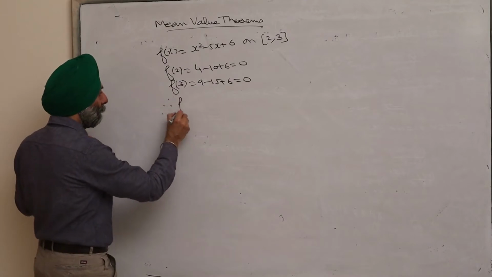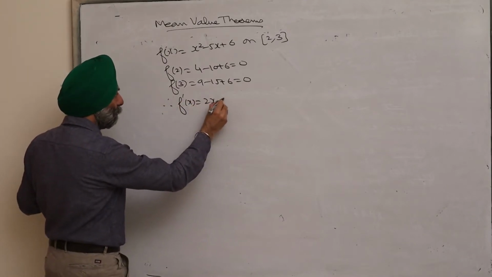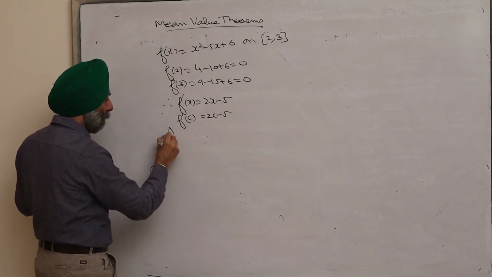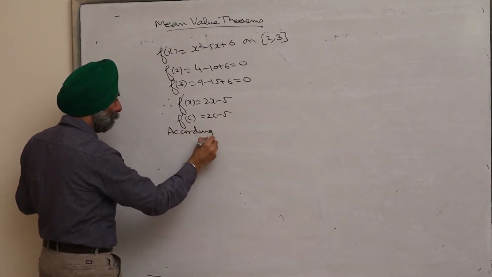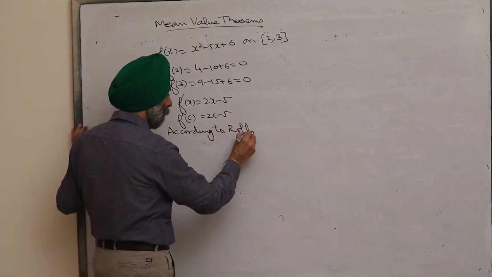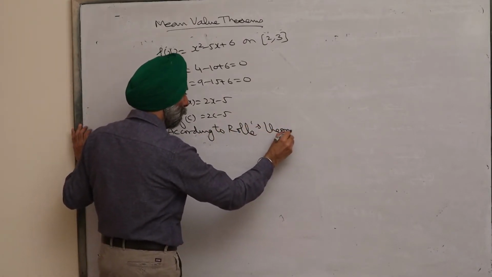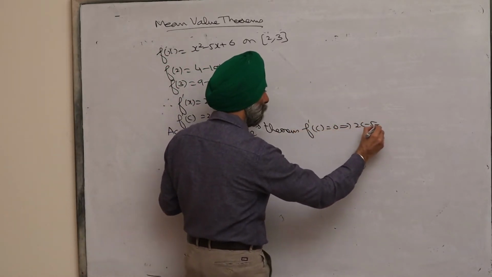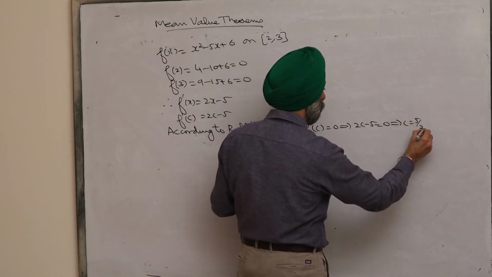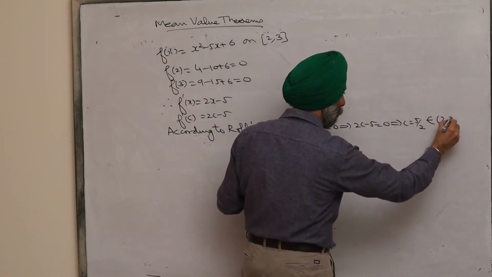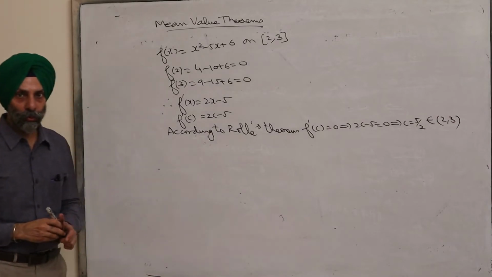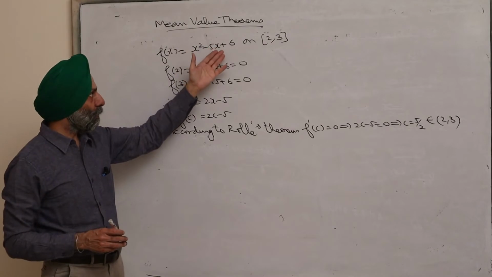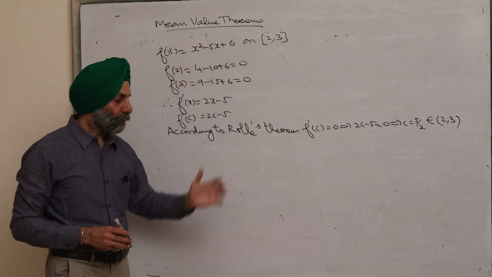So therefore find f'(x), it is 2x − 5. Find f'(c), it is 2c − 5. Now according to Rolle's theorem, f'(c) is equal to 0. This implies 2c − 5 equals 0, which implies c is equal to 5/2, which belongs to the open interval 2 to 3 here. So this way we can solve the questions based on Rolle's theorem.